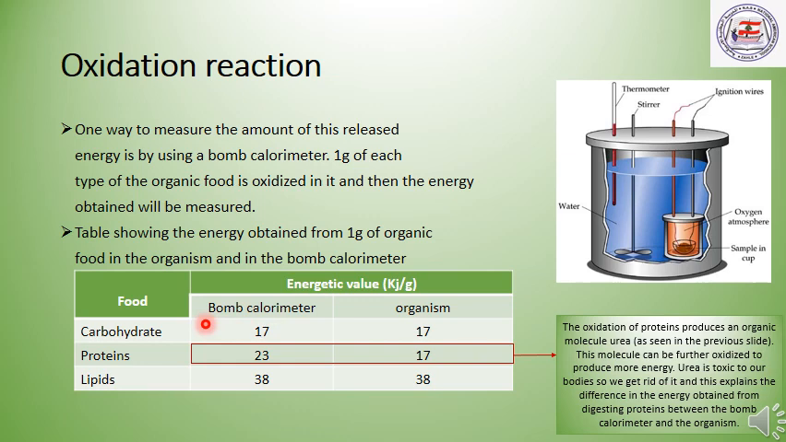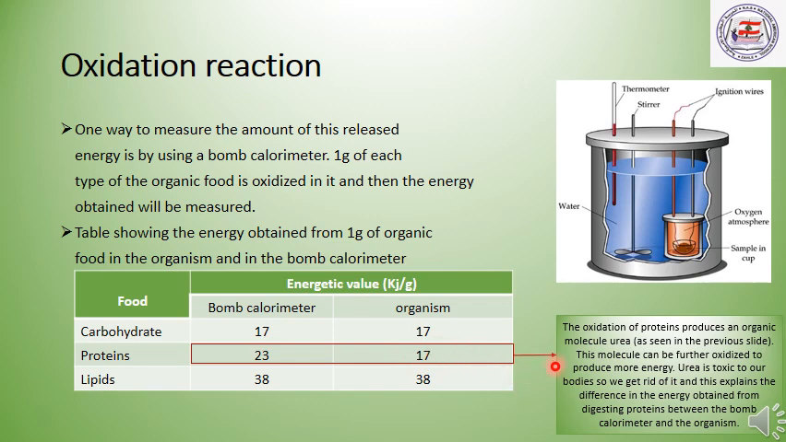You can notice that in both the bomb calorimeter and the organism, 1 gram of carbohydrates is going to produce 17 kilojoules. Same thing goes for lipids: 1 gram of lipids is going to produce 38 kilojoules in the bomb calorimeter and in the organism. However, 1 gram of proteins, upon fully oxidizing it inside the bomb calorimeter, is going to produce 23 kilojoules. However, in the organism, it's going to produce 17 kilojoules.